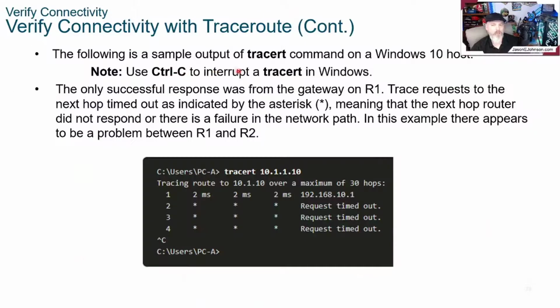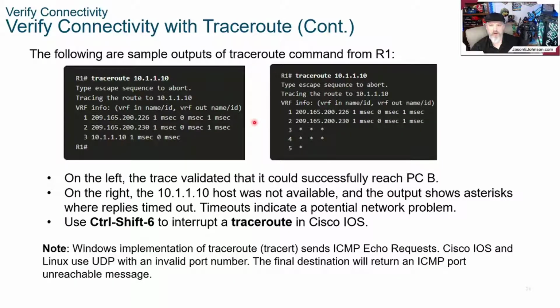The following is a sample output of tracert in Windows 10. Use Control-C to interrupt the tracert in Windows. If it gets locked up, you can do a Control-C. If not, this one looks like it's timing out. This was an example here on a router. So it's doing the route trace here, and you're getting routes going. On the left, the trace validated that it could successfully reach PCB. On the right, the 10.1.1.10 host was not available. The output shows asterisks where replies timed out.